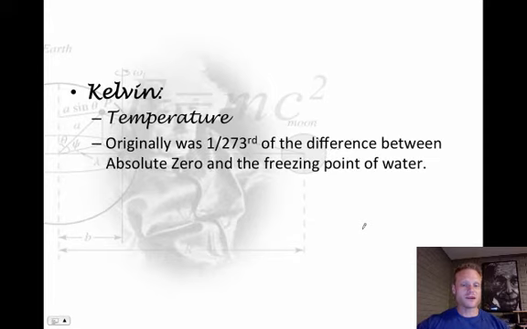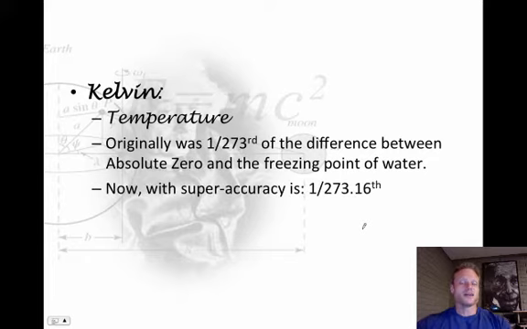Kelvin is a way to measure temperature, and originally it was 1/273rd of the difference between absolute zero and the freezing point of water. So the freezing point of water was kind of this baseline around which the Kelvin scale revolved. Now, with super accuracy, we have found that really it's 1/273.16th of the triple point of water. So again, it's just showing you how these measurements have changed over time and gotten more and more accurate.